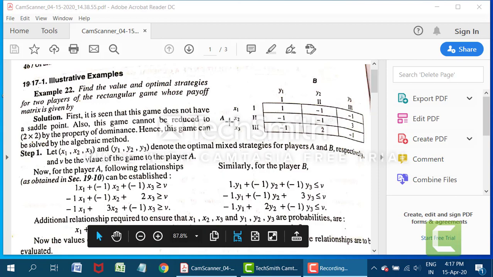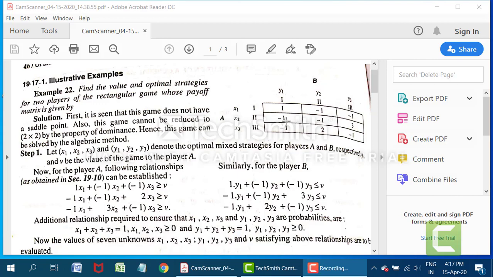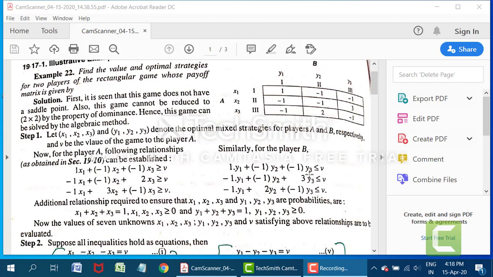Similarly, when A plays with the second strategy, the expected payoff from player B equals this element, second row, into y1, y2, y3. That is minus 1 into y1, minus 1 into y2, plus 3 into y3. That must be less than or equal to nu. Similarly, if A plays with the third strategy, the expected payoff from player B equals minus 1 into y1, plus 2 into y2, plus minus 1 into y3. That should be less than or equal to nu.